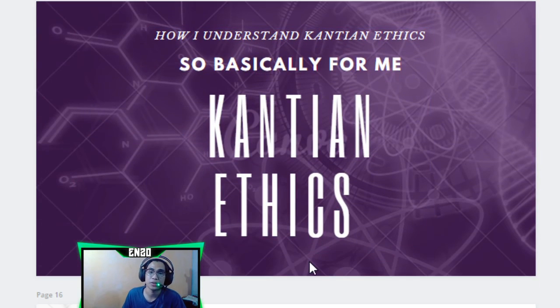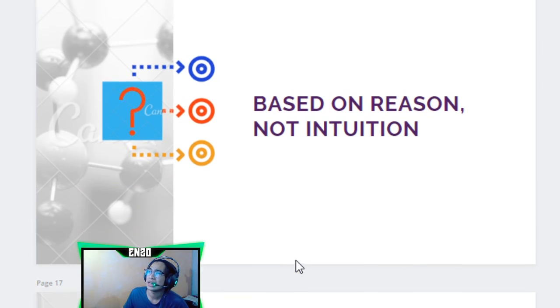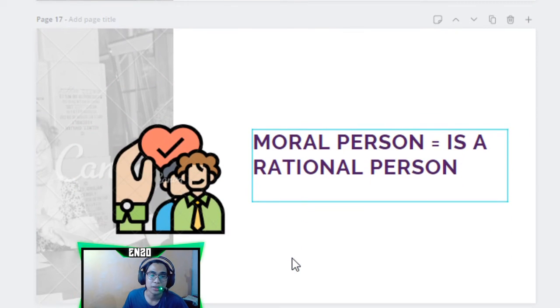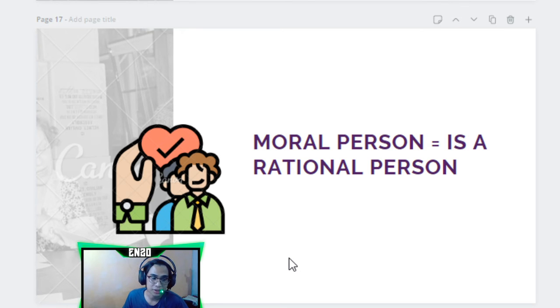This is my reflection on how I understand Kantian ethics. For me, Kantian ethics is based on reason, not intuition. That's the first thing I understood right away. Next is a moral person. Being a moral person means that you are a rational person as well, because you stand for things, you have good reasons to do things, to know what is right and what is good, and to know the good from the bad.